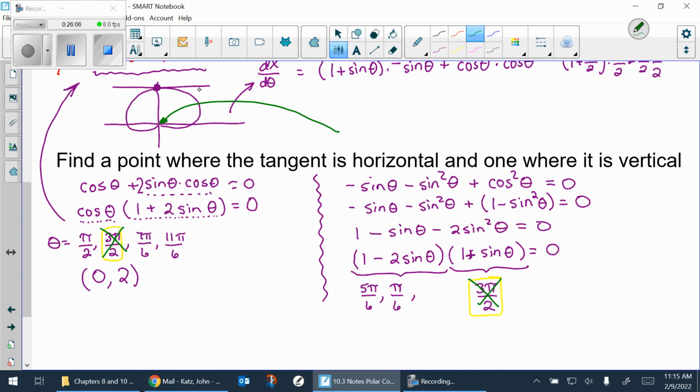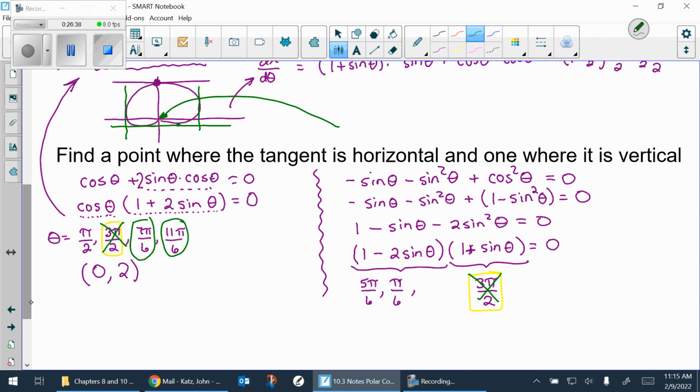I do think that there's a vertical tangent right here at pi over 6. I do think there's a vertical tangent right here at 5 pi over 6. I think there's a horizontal tangent at 7 pi over 6. And I think if we extended that, we'd hit right here, which is the point where theta is 11 pi over 6. So I think these all make sense, but 3 pi over 2 does not make sense.